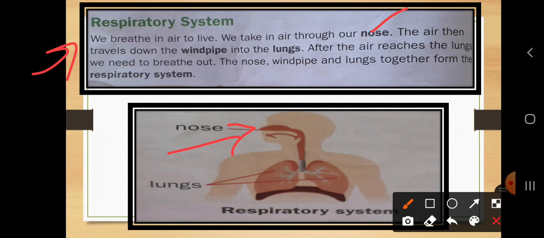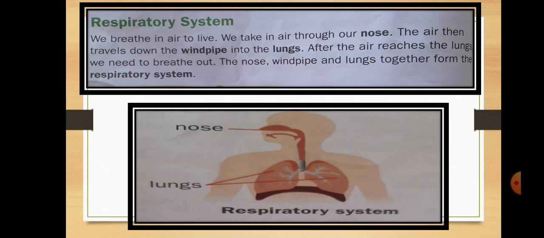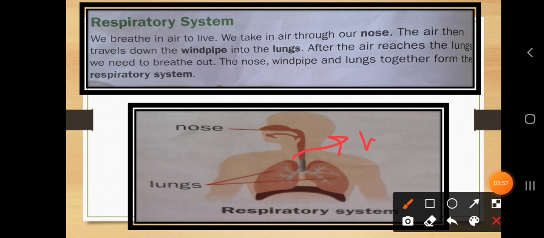How are we going to take air? From the nose, the air travels to the windpipe. This is the windpipe. Just as the food pipe is there, similarly in the respiratory system we have the windpipe. Next, after the windpipe, it goes to the lungs. This is the lungs. We have two lungs.